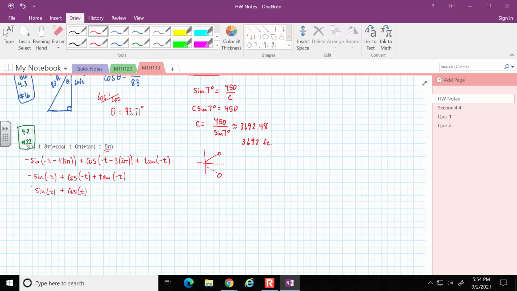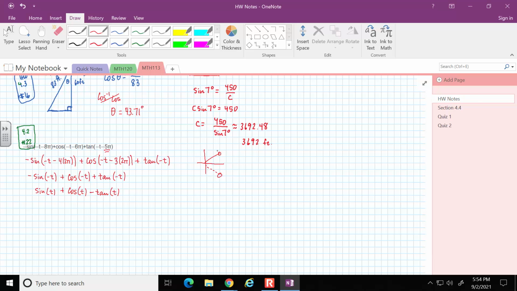In the same way with tangent. So that's going to become minus tangent of t. Okay, so that ratio of y to x down here is negative what it was up here. Does that make sense? Sort of?